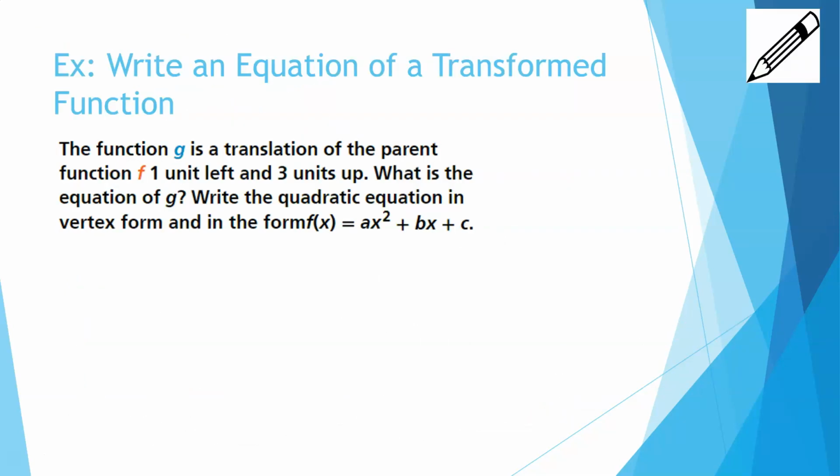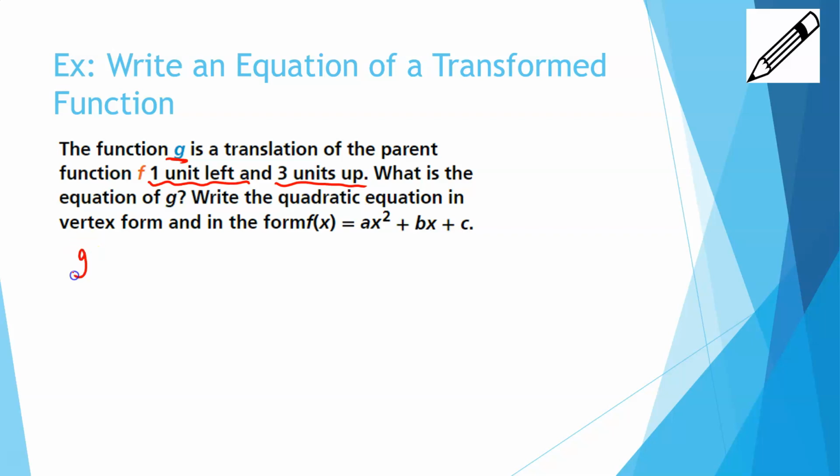All right, last but not least, we want to be able to write an equation of a transform function. And hopefully if you've understood this in the last chapter as well as yesterday's lesson, this is just extending it one step further. So it says the function g is a translation of the parent function f, but it's 1 unit to the left and 3 units up. What is the equation of g? And it's telling me it's quadratic.